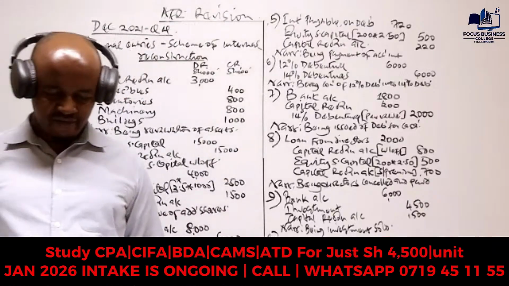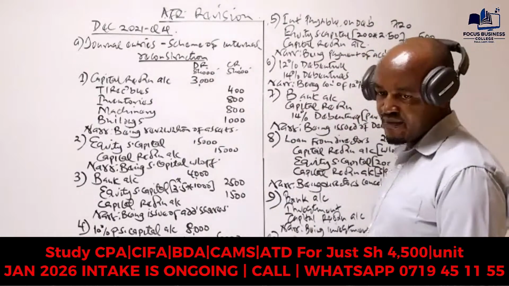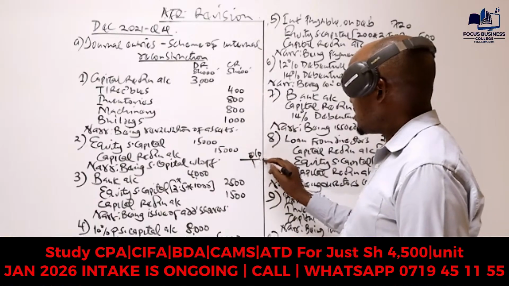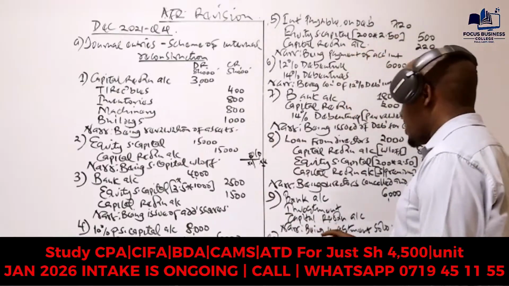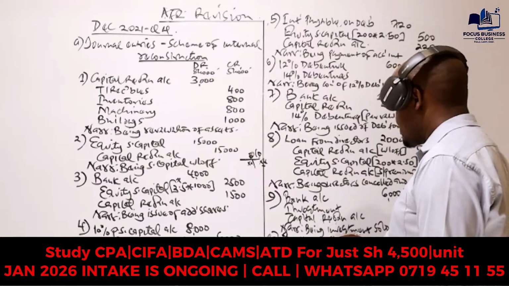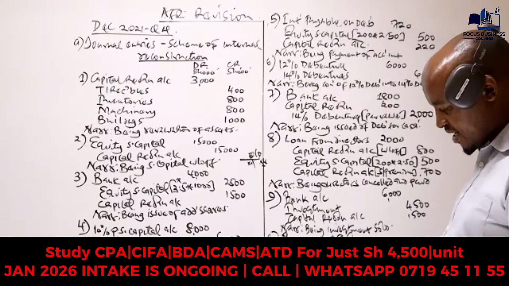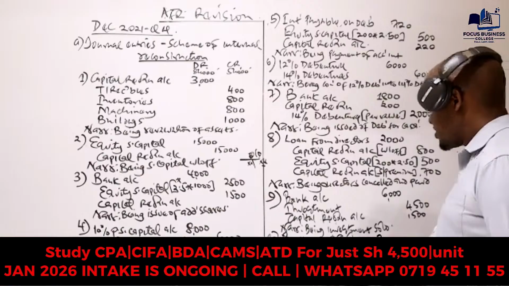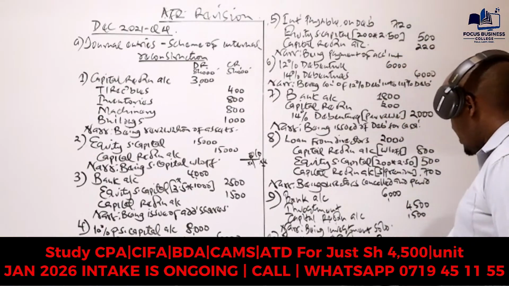Let's move to point number 7. You're told bank overdraft was paid in full. Also very simple. Bank overdraft, we know, is a liability. If it was paid, we need to cross off this account by debiting it, and we credit the bank account. So we debit the bank overdraft account. This has to be part of the current liabilities in our balance sheet, and the bank overdraft is basically 3,000. Then we credit the bank account with an amount of 3,000.